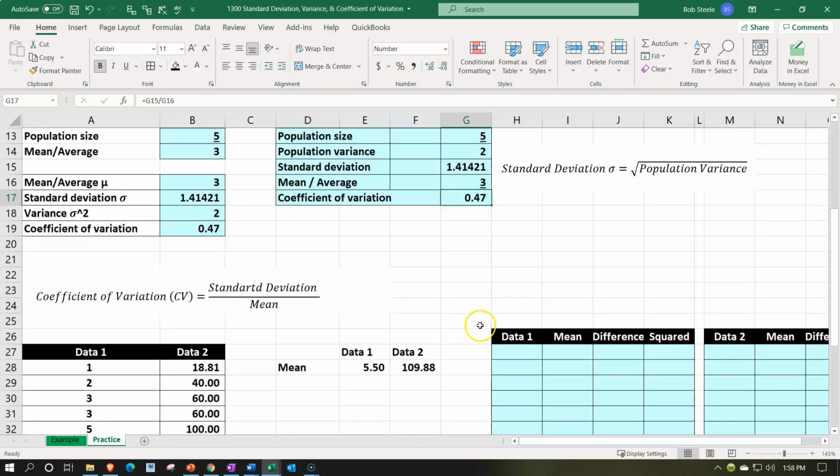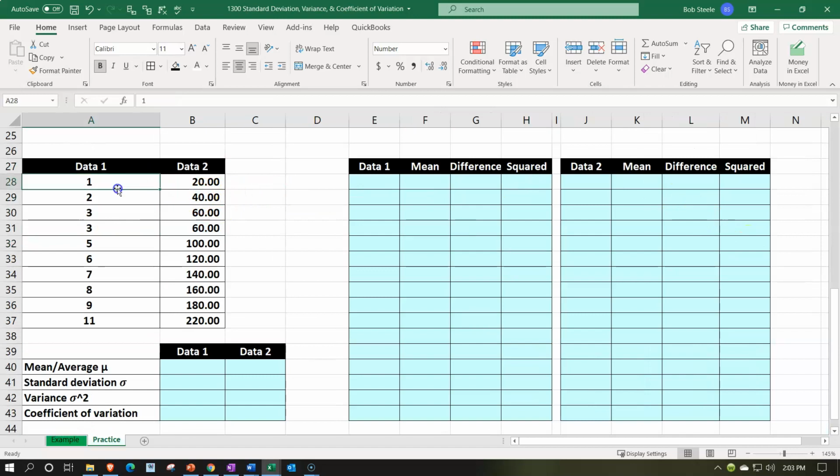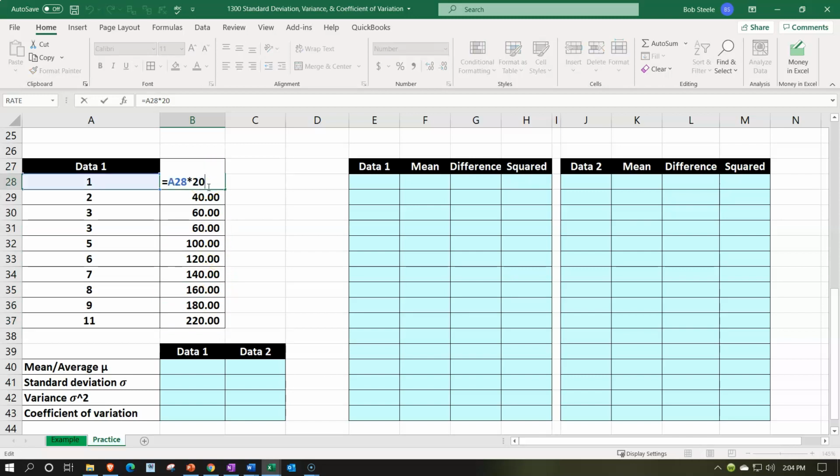So let's think about it again. Now let's take a look at this again with two data sets side by side. They're going to be similar in nature, but they're going to have different dollar amounts, or different amounts that will be included. You can consider them as dollar amounts. So we have the first data set 1, 2, 3, 3, 5, 6, 7, 8, 9, and 11. And the second data set being 20, 40, 60, 60, 100, 120, 140, 160, 180, and 220. Now you can see the second data set is derived by simply taking the first data set times 20.